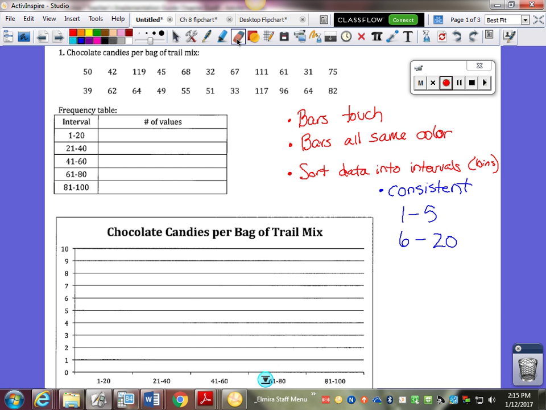You also cannot do 1 to 5 and then 5 to 10 and then 10 to 15, because then the 5 counts twice and the 10 counts twice. So you can't do that. Do not do intervals like this. Whoops, I'm sorry. I meant to put a 1 there.